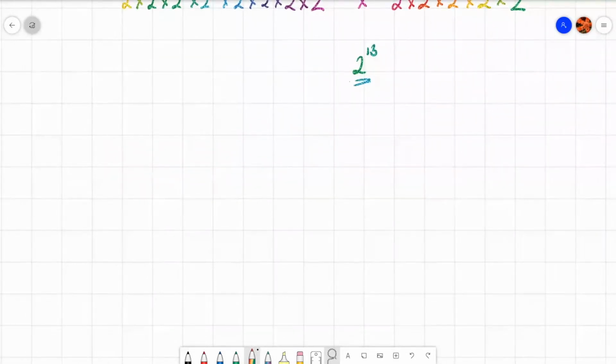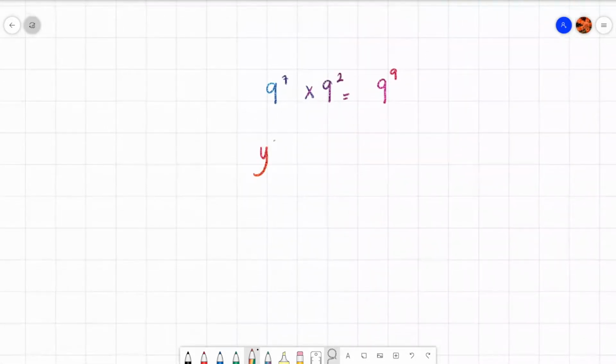For example, we might have 9 to the power of 7 times 9 squared. Well, rather than writing it all out, we just add 7 add 2, which is 9, so 9 to the power of 9. We might have y to the power of 5 times y to the power of 11. So again, the base stays the same, which is your number or your letter, and we just add the powers. 5 add 11 is 16. Another one, 10 to the power of 24 times 10 to the power of 10. The base stays the same, and we add the powers, which is 10 to the power of 34.